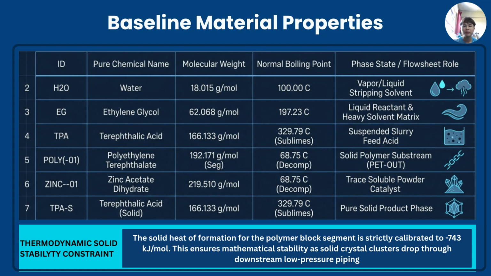This slide summarizes the baseline material property used in Aspen Plus simulation for PET neutral hydrolysis. Water acts as the main stripping solvent and reaction medium, while the ethylene glycol is both a reaction product and part of the liquid solvent matrix.